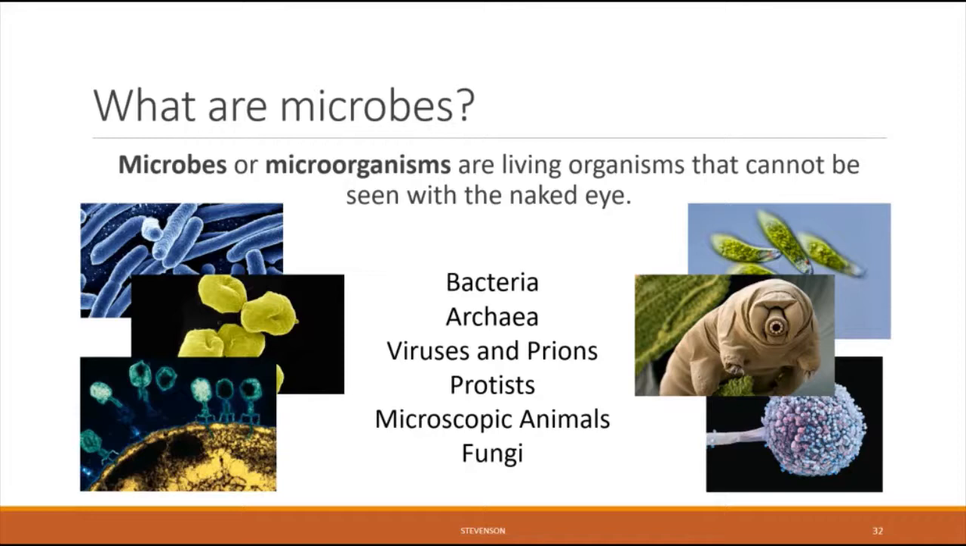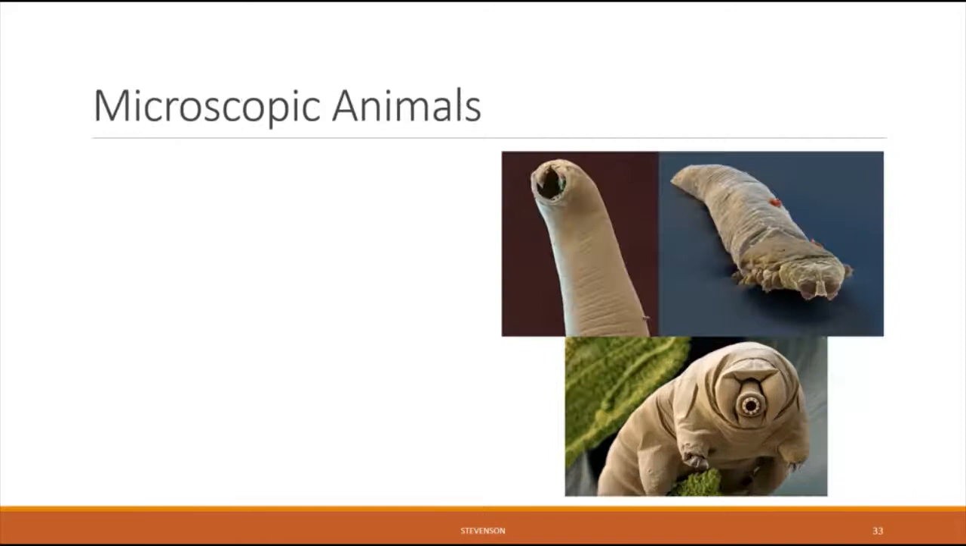So I hope you guys found amoebic slime molds as interesting and bizarre as I do. We are moving on now from protists to the next category, which is microscopic animals. Microscopic animals are exactly what they sound like. They are animals that are too tiny to be seen with the naked eye. And there are a few different categories of microscopic animals out there.